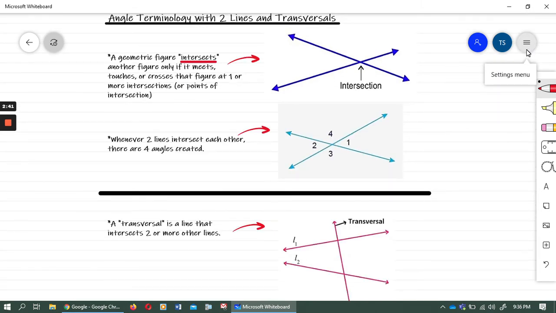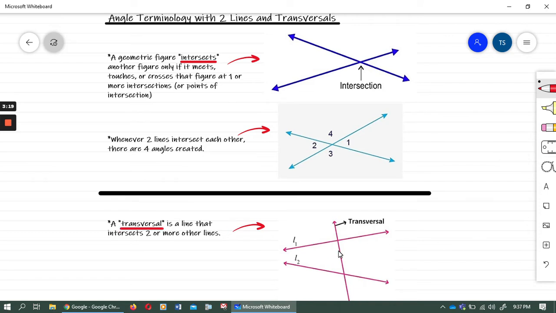So we needed to know what an intersection was, and we needed to know certain information about what happens when two lines intersect. The reason is that a transversal is a line that intersects two or more other lines. Again, a transversal is a line that intersects two or more other lines.